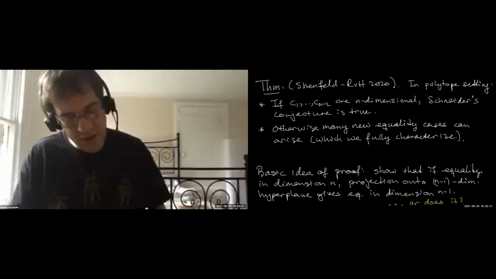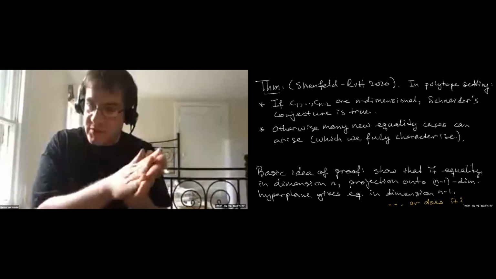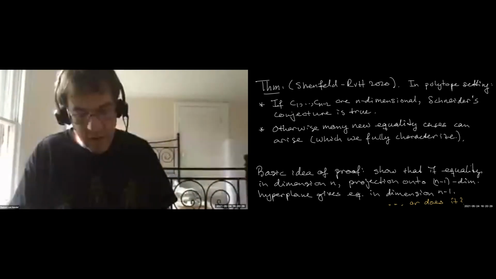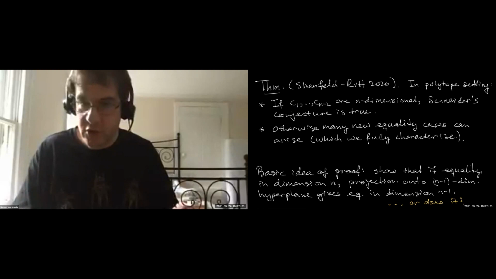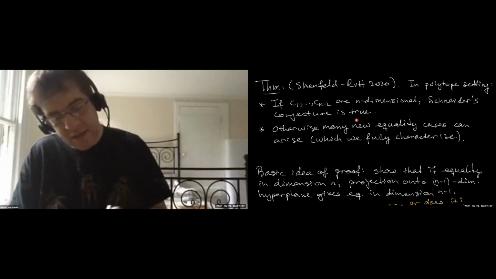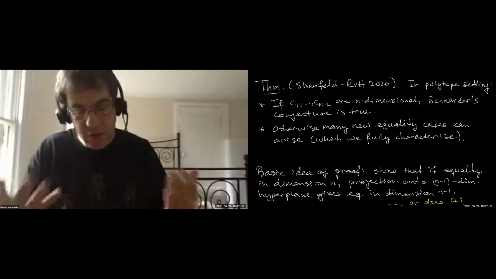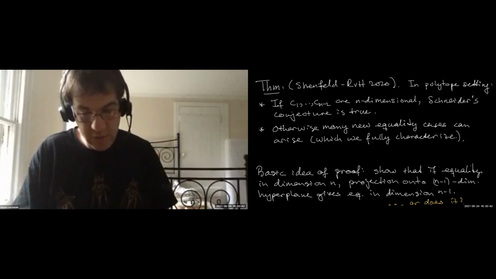So all I'm saying about them here is that there are many new equality cases when the bodies C1 to C2 are allowed to be flat, are allowed to be lower dimensional. But we fully characterized them. As far as I know, there wasn't even a conjecture about what they should be. Well, we have a complete characterization of what they look like. But the main equality cases, where the bodies are all full dimensional, when they all have non-empty interior, are exactly following Schneider's conjecture.